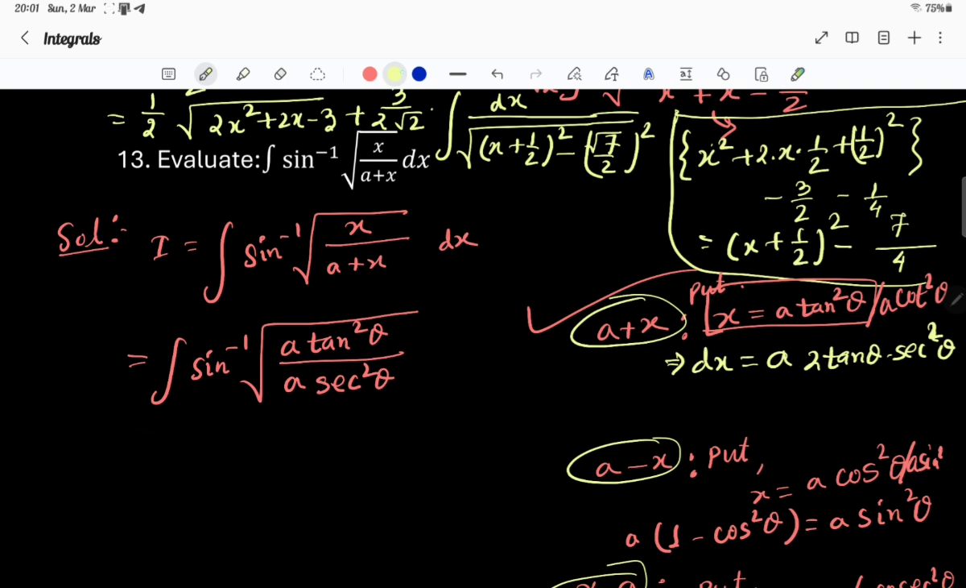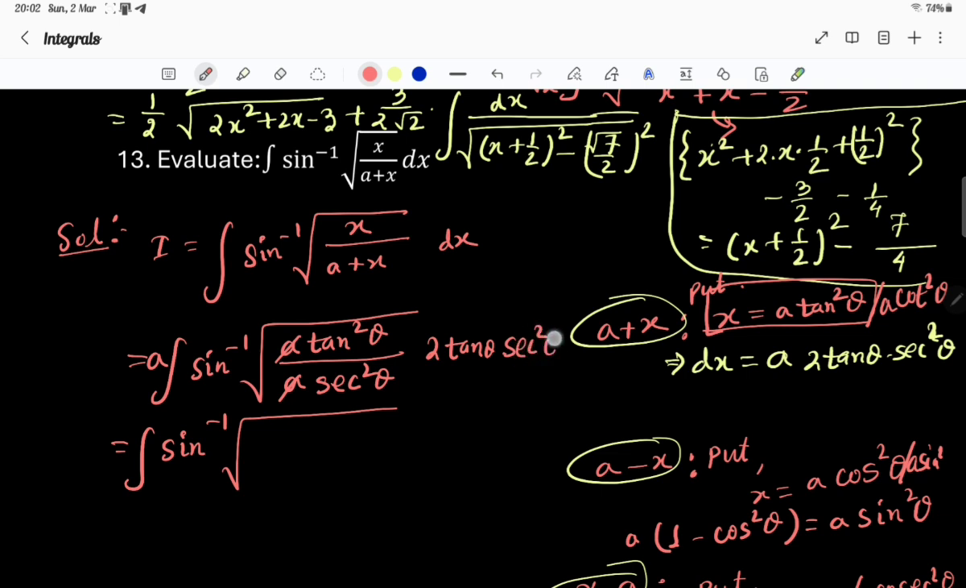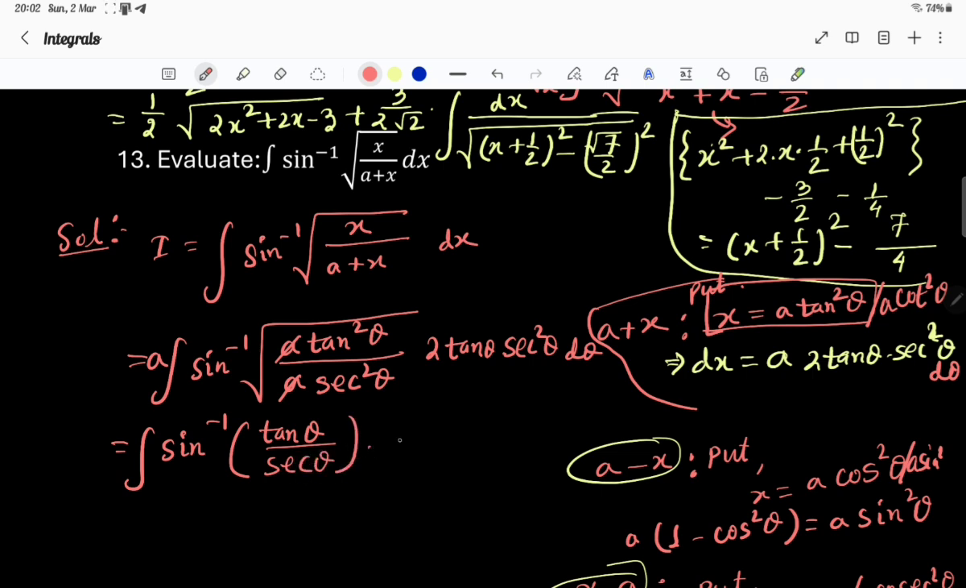Now write here integration sin inverse square root of, a gets cancelled. Instead of dx, what will we put? A comes outside, 2 tan theta into sec square theta d theta. Obviously theta is here, I forgot to write. Understood? Now it is a big question. You have to solve it, it is a 3 marks question. Now a tan square theta by a sec square theta, the square root will vanish, so tan theta by sec theta, and 2 tan theta into sec square theta is there.